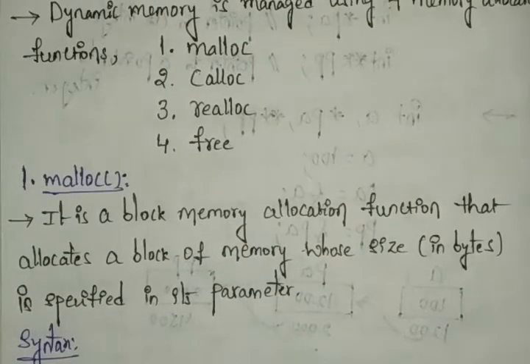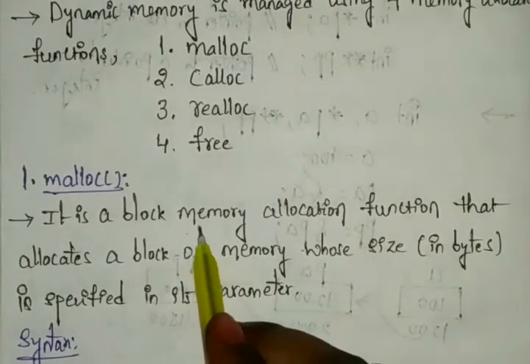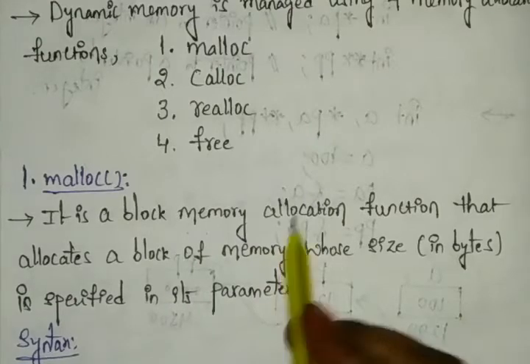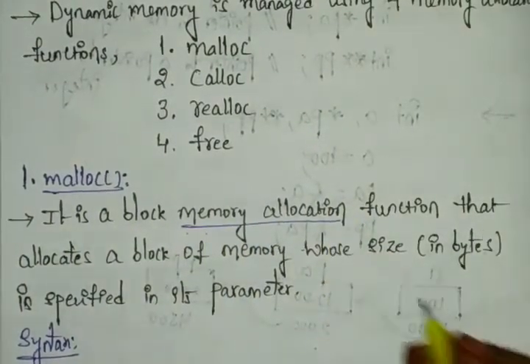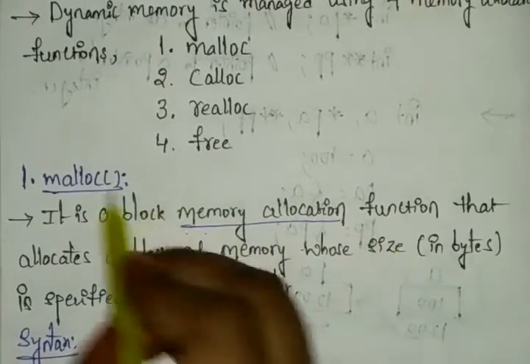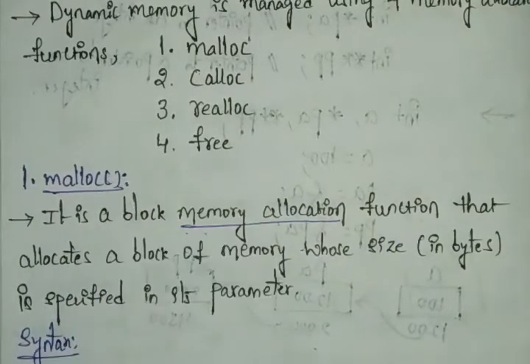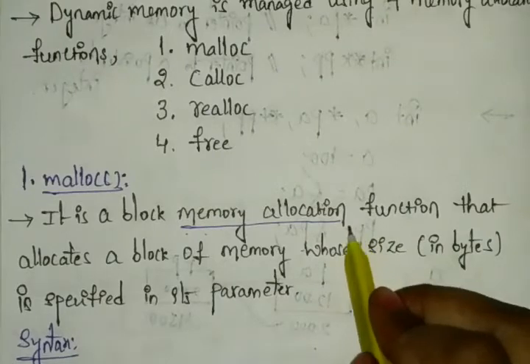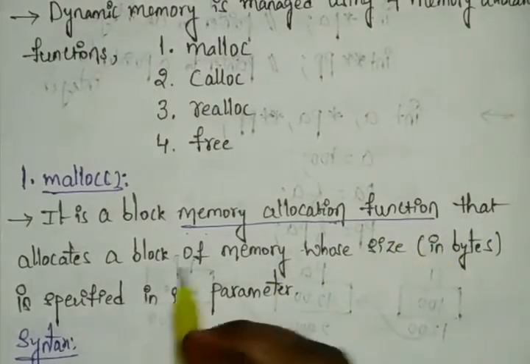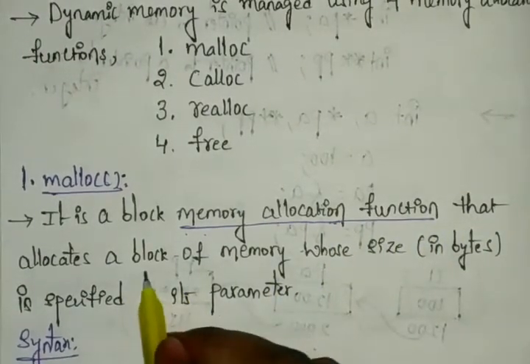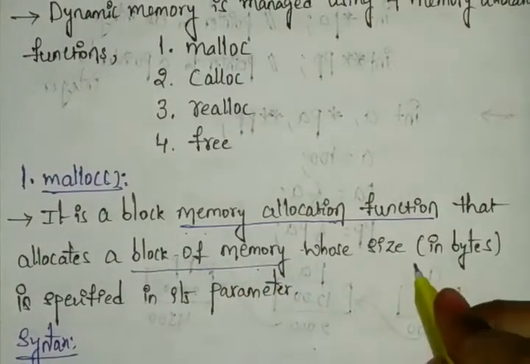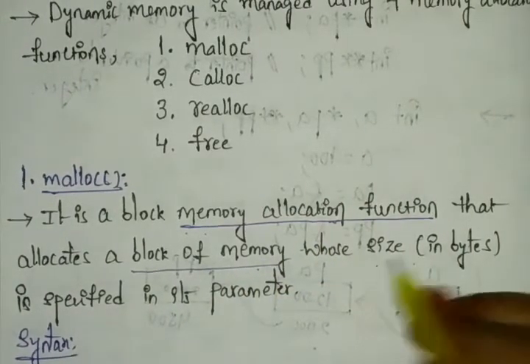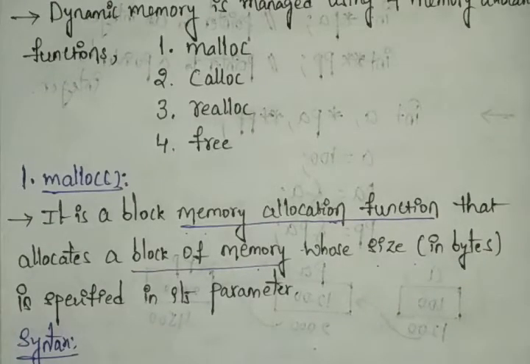The malloc is one type of block memory allocation. What is malloc? It is the memory allocation function. Here we have the braces, right? We call this a function. The memory allocation function allocates some block of memory. This block of memory will have a size. Size means whatever data type the user is taking, by that we can define it.